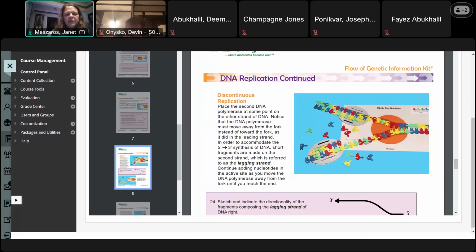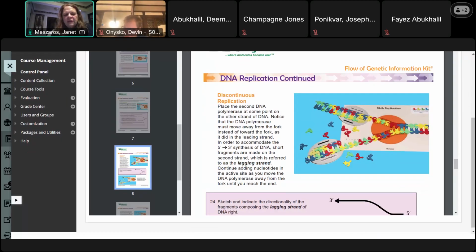Notice that the DNA polymerase must move away from the fork instead of toward the fork, as it did in the leading strand, in order to accommodate the 5' to 3' synthesis of DNA. Short fragments are made on the second strand, which is referred to as the lagging strand. So this bottom strand that was oriented 5' to 3' is going to be made in small segments. Here's the first segment that's going to be made, and then you have to make another segment and another segment too.